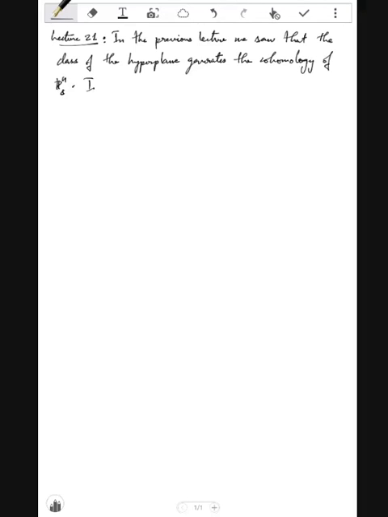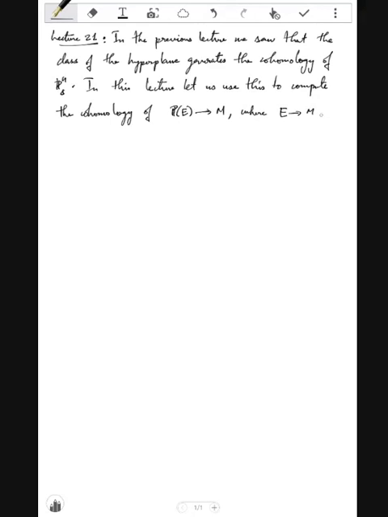In this lecture, let us use this to compute the cohomology of P(E) over M, where E to M is a complex vector bundle.